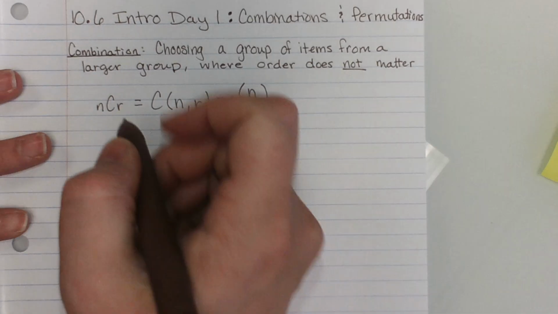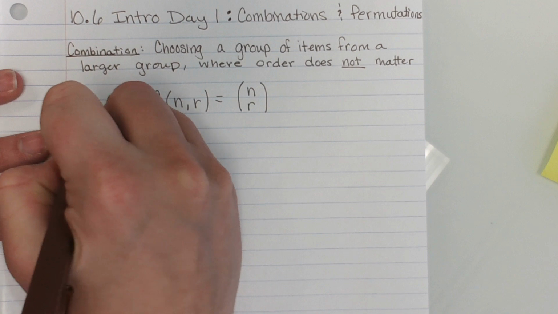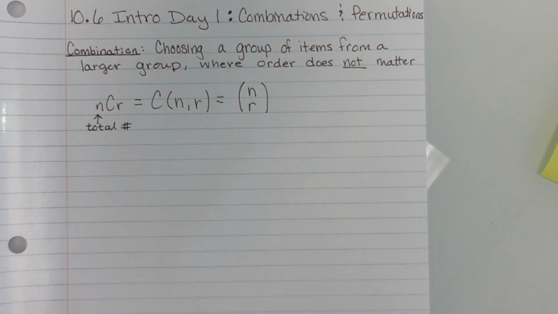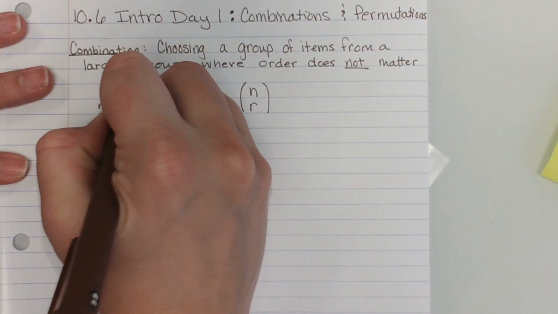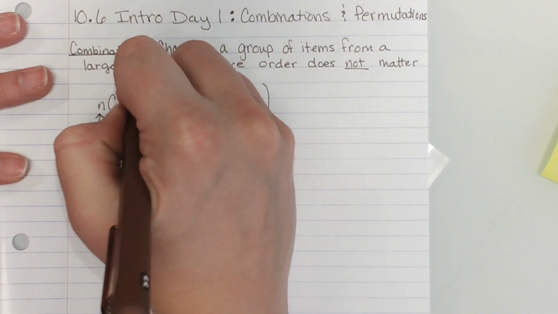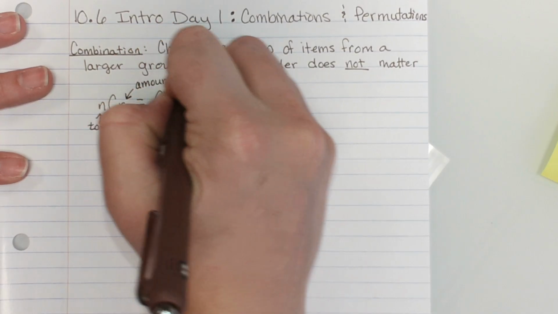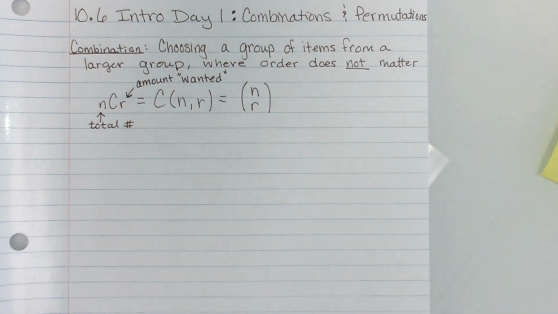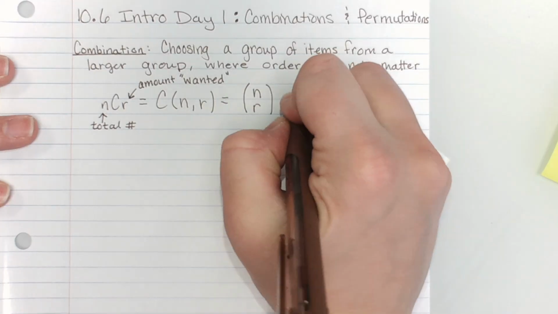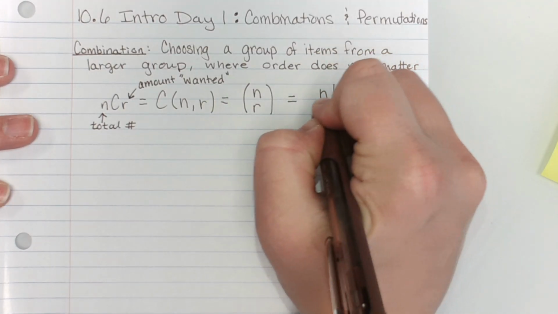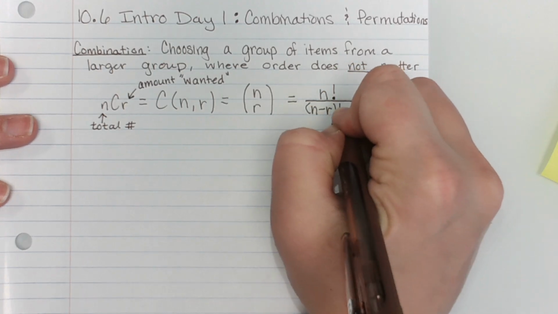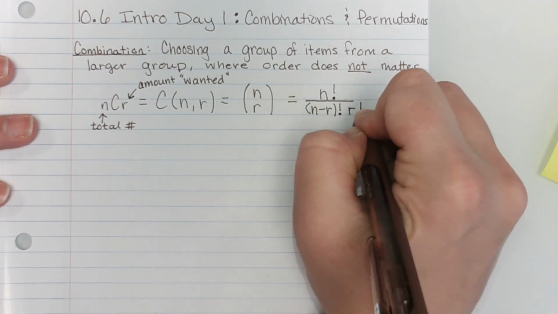In combinations, N represents the total number of items that you're working with, while R represents the amount wanted. And the formula for combinations goes N factorial over N minus R factorial, R factorial.